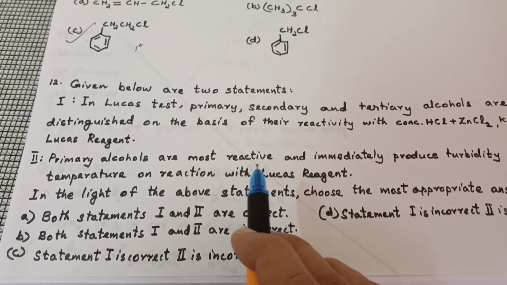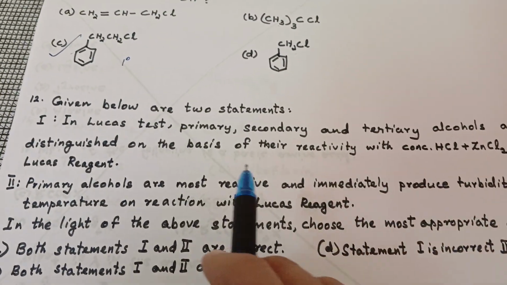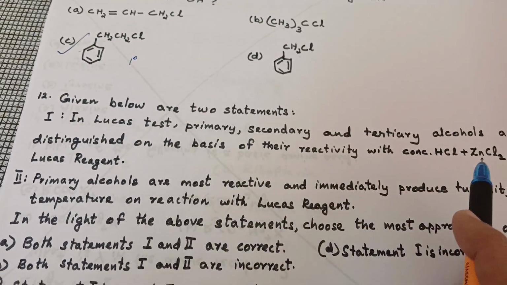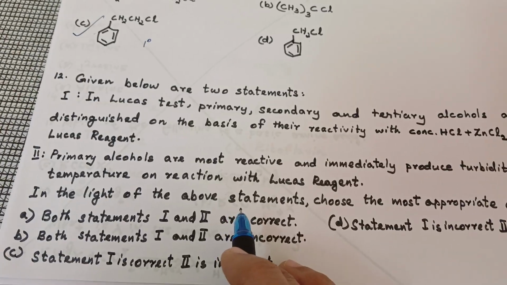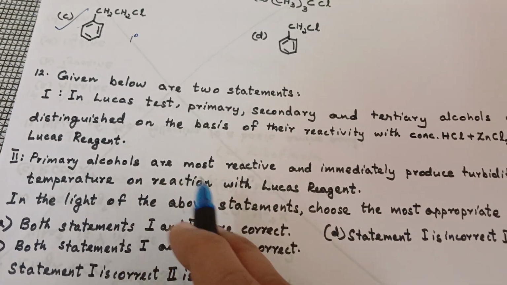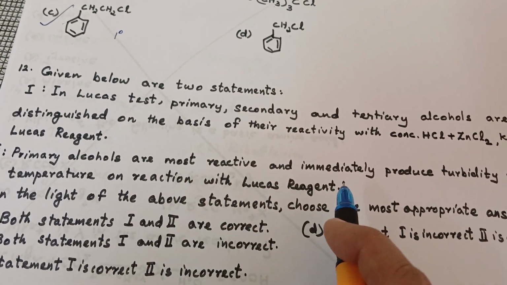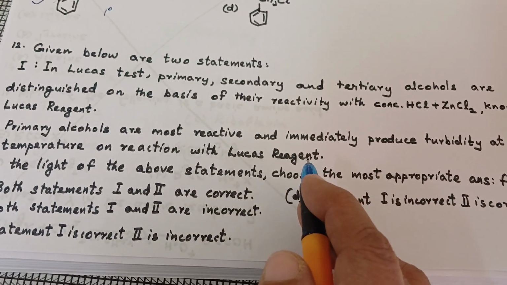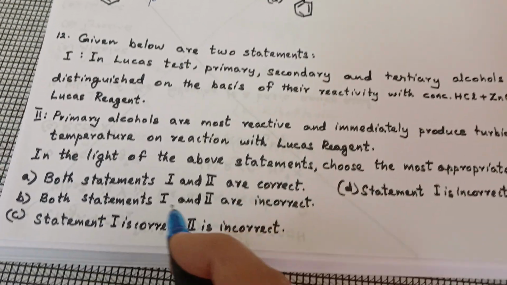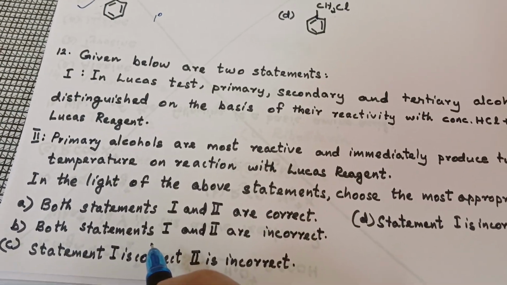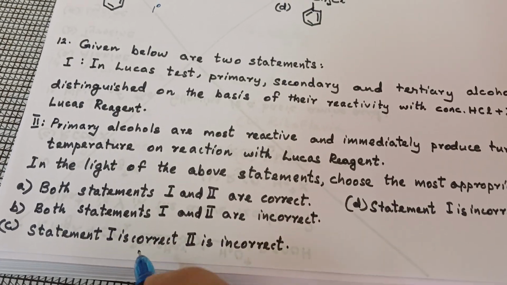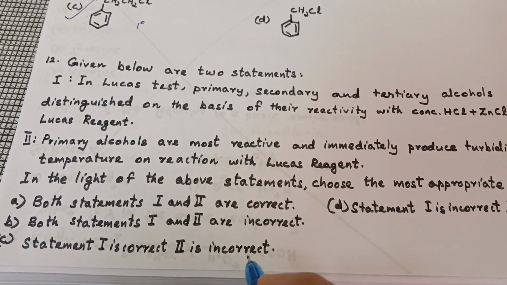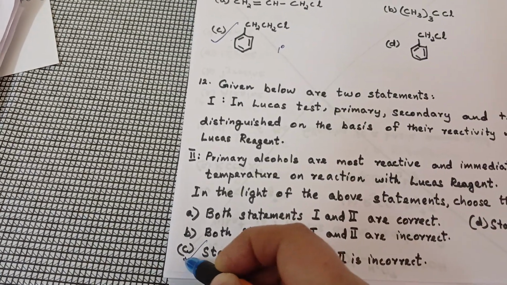So we know that Lucas reagent is a test used to distinguish between primary, secondary and tertiary alcohols. But it is the tertiary alcohols which are most reactive and immediately produce turbidity at room temperature. So option C, that is statement 1 is correct, but 2 is incorrect. Option C will be the correct choice.